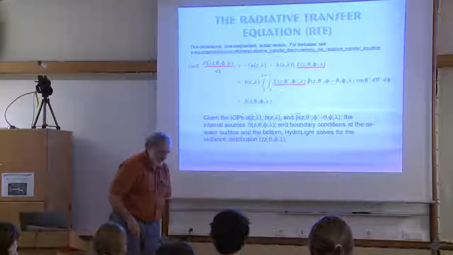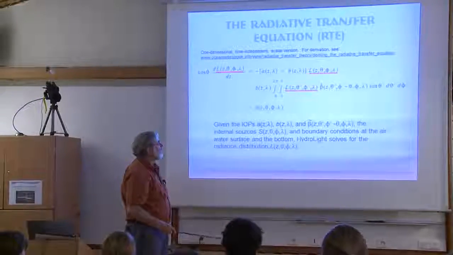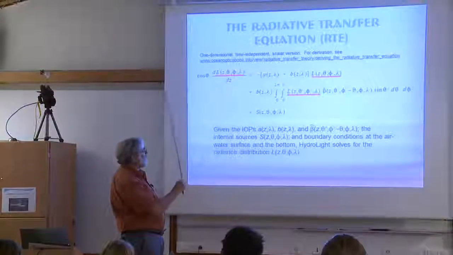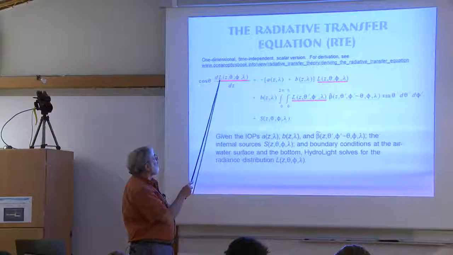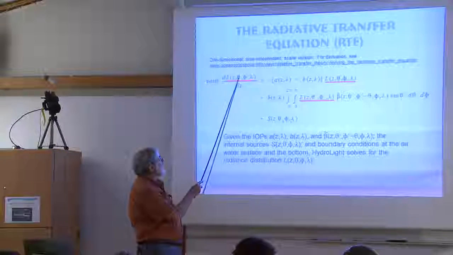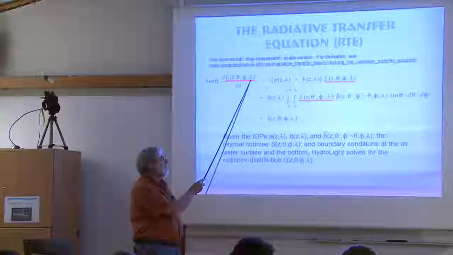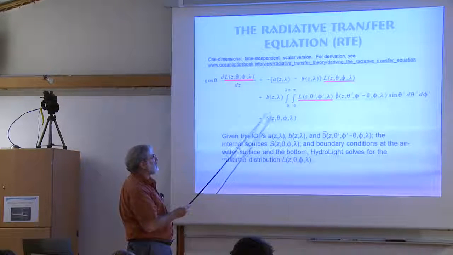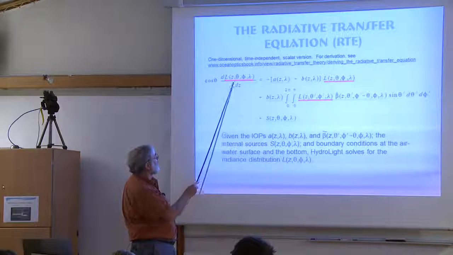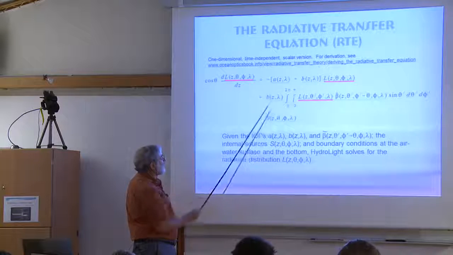So that's just a quick way to think about things. But basically, if you write it out, we're going to solve for the radiance as a function of depth, direction, and wavelength. And you end up with this big, nasty looking equation. It's called an integral differential equation. So there's a derivative and there's an integral.